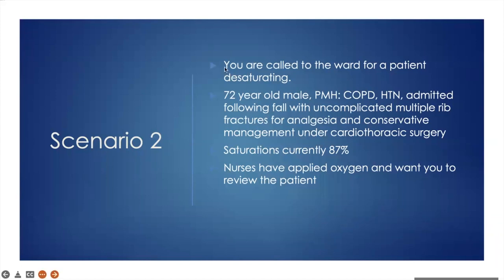So the next scenario is you're called to the cardiothoracic ward. You've got a patient desaturating. This patient's a 72-year-old male with a past medical history of COPD, hypertension. He was admitted following a fall with uncomplicated multiple rib fractures and was admitted to the cardiothoracic team for analgesia and conservative management. His saturations are currently 87%. The nurses have applied oxygen and want you to review the patient. What do you do?